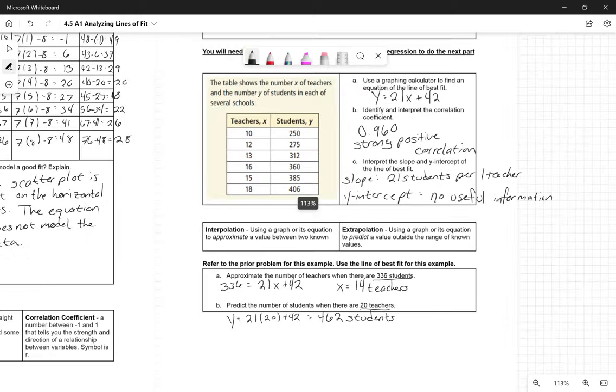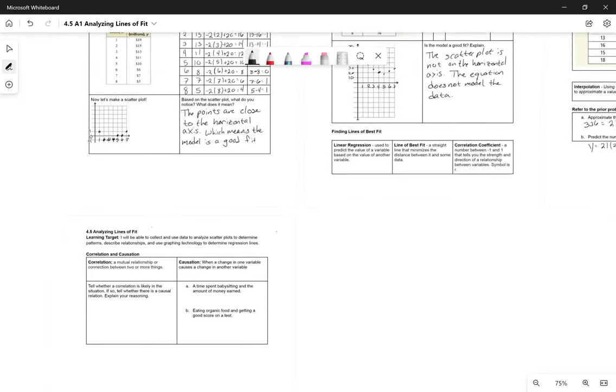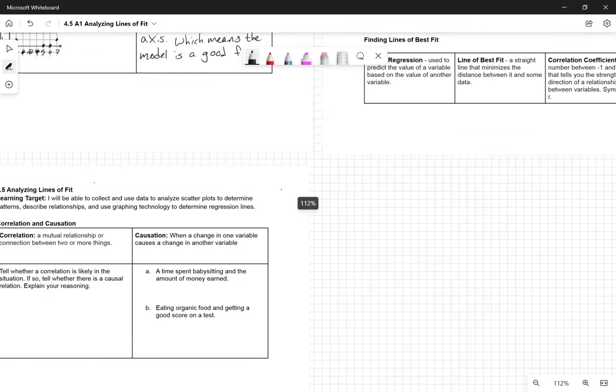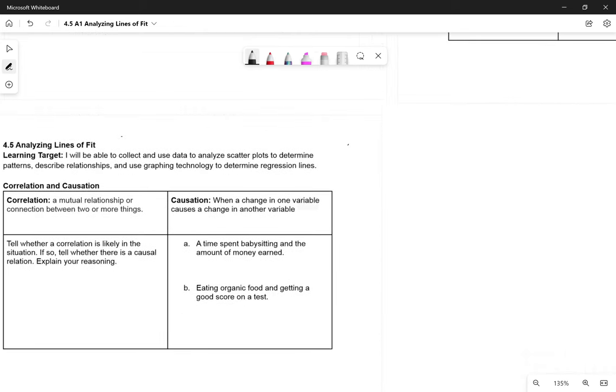We're going to be almost done with this. We got one small area to talk about, correlation and causation. A correlation is a mutual relationship or connection between two or more things. And a causation is when a change in one variable causes a change in another. So we're going to first take a look at correlation in parts A and B, because it's asking us to tell whether a correlation is likely, and if so, tell if there is a causational relationship.